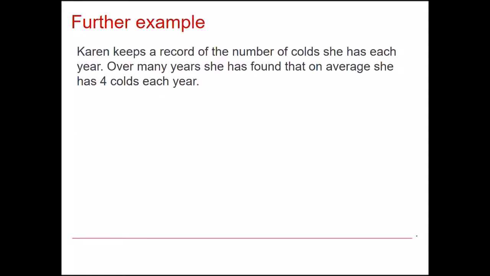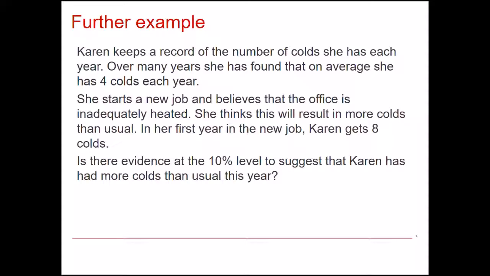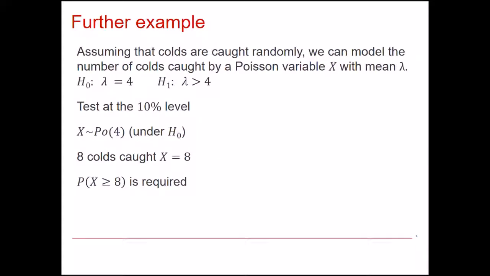Here's another example of the same sort of test. Here you have Karen, who keeps a record of the number of colds she has over the year. And she's found that on average she has 4 colds. She starts a new job and thinks that due to inadequate heating, she gets more colds than usual. In the first year of her new job, she gets 8 colds, and we want to test whether this provides sufficient evidence at the 10% level to suggest that Karen has had more colds than usual. So we want to use a Poisson distribution to model this situation, so we have to assume that the colds are caught randomly.